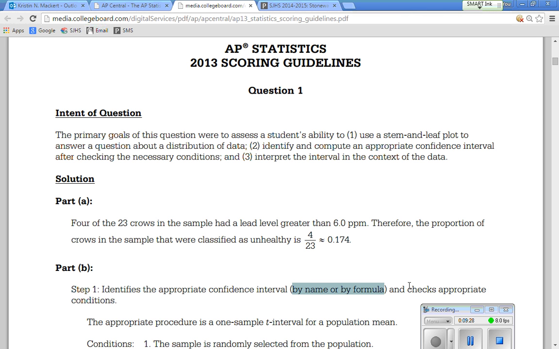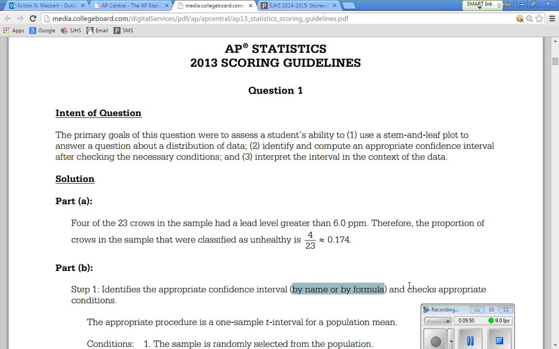Again, if you just use the formula, not plugging the numbers in, but told me p hat plus or minus z star and use the appropriate formula, that would be enough. Okay? That would be enough. But not with the numbers plugged in. Okay? So either the formula or the name was what they were looking for.